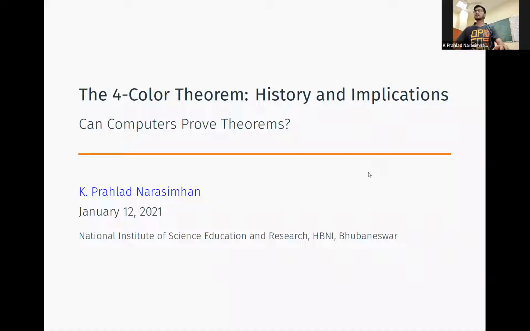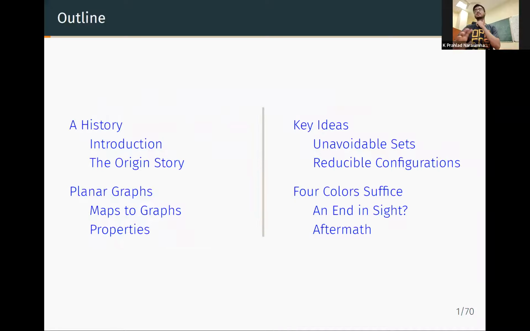So, in this talk, we're going to look at the four-color theorem. We divide this talk into four parts. At the end of each section, I have a question slide. The number of participants is not too high, so I think we'll just stick to Zoom. You can type in your questions, and at the end of each section, I'll look at the chat.